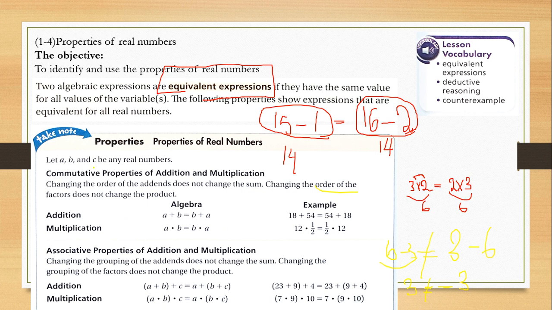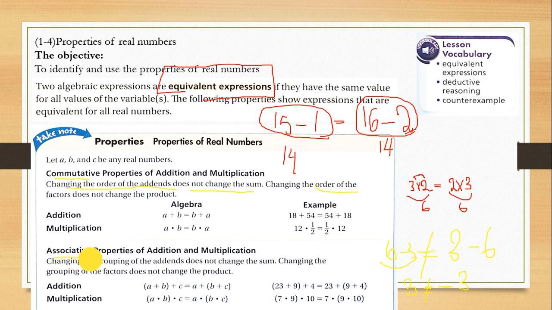So the commutative property, which means changing the order of the addends, does not change the sum, keeps the same value, and keeps them equivalent expressions. So the first property is the commutative property of addition and multiplication.